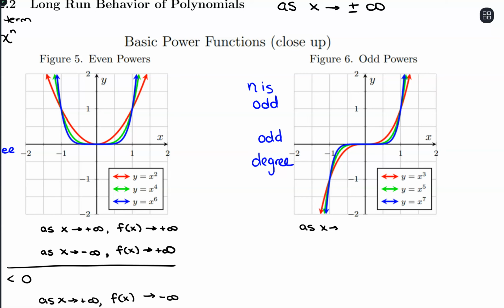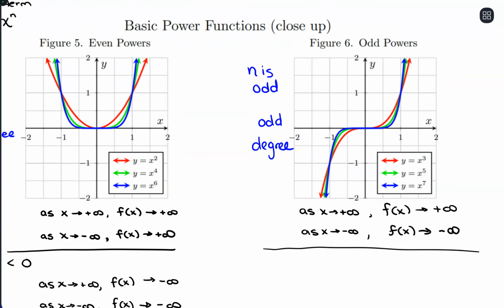So let's describe our long run behavior. As x approaches positive infinity, as x approaches negative infinity, what is f of x doing? As x approaches positive infinity, so as we're going to the right-hand side of our graph, our function is going up off to positive infinity. So as x approaches positive infinity, f of x also approaches positive infinity. As x approaches negative infinity, so as I go to the left-hand side of the graph, our function is going down, down, down, which means we're going off to negative infinity.